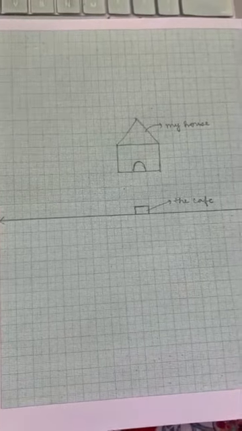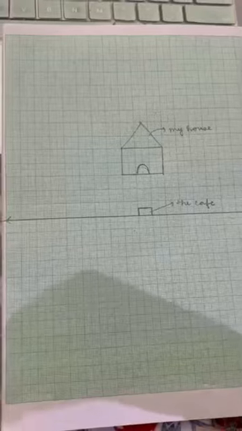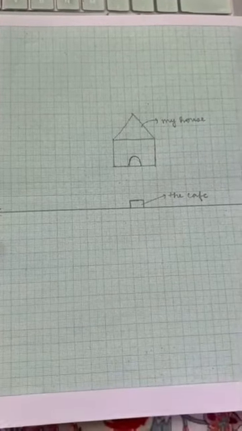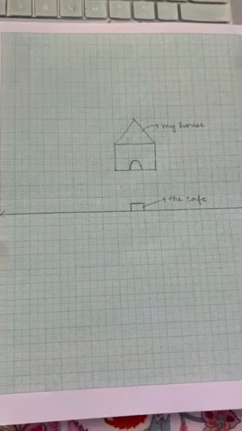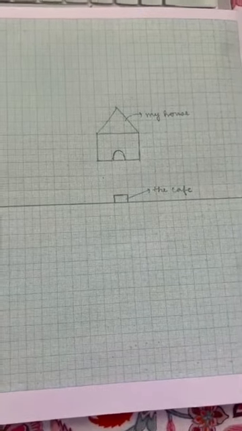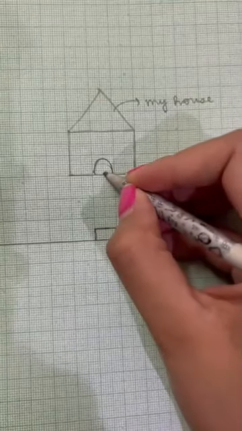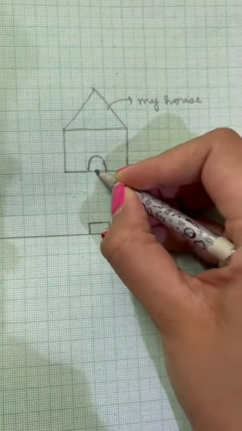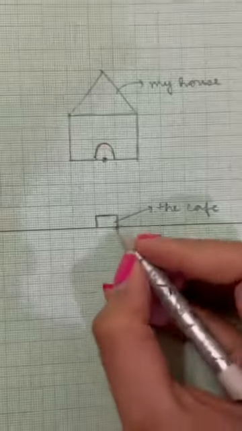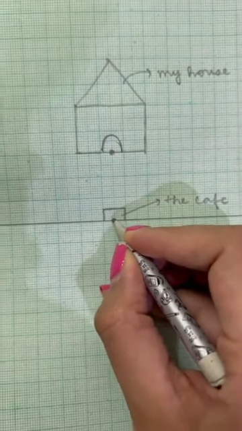Now when I think of reflection, what I think of as the line of reflection is a mirror, or a mid-ground where I meet my friend. So this is my house. It is over here. That's the point it belongs to, okay? And this is where the cafe's door is, okay?